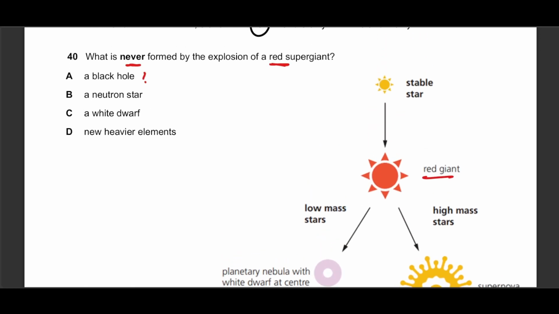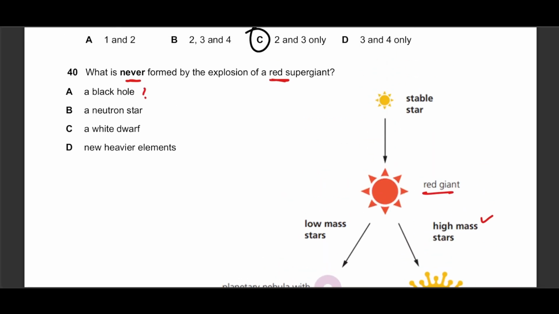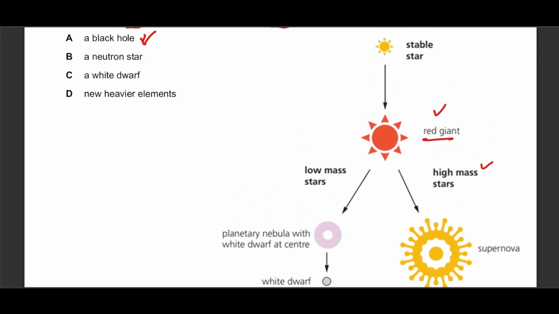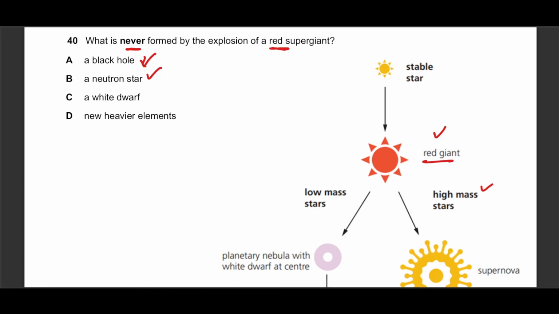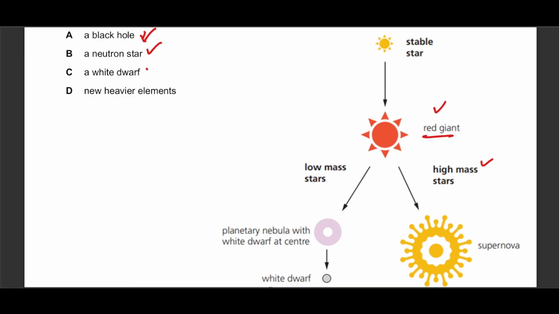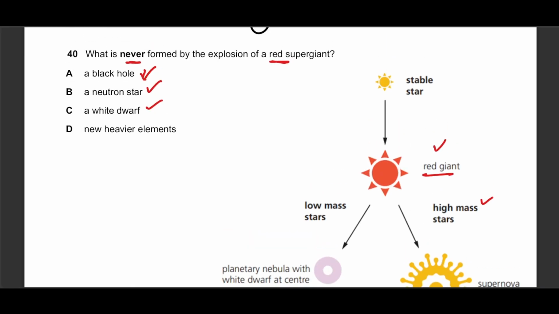Does a black hole get formed? Yes, a black hole does get formed if it is a highly massive star. So this is true. It will be formed. A neutron star. Will it ever be formed? Yes, we also have a neutron star in one of the cases. After the red giant, it will also be formed. A white dwarf. Yes, that's also present in one of the lifespans, in one of the options. It's also formed. Newer, heavier elements. Yes, they also get formed in the red giant stage, when the center core is collapsing on itself and the outer core is trying to expand outwards. That's when you get heavier elements.